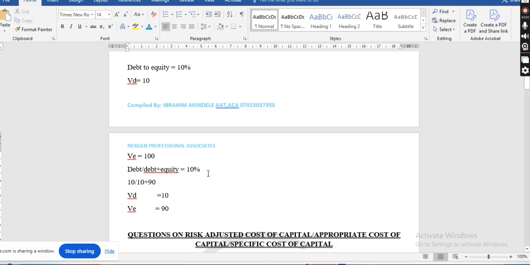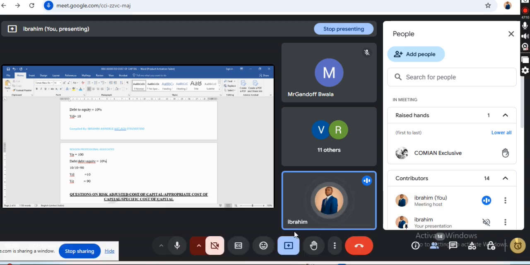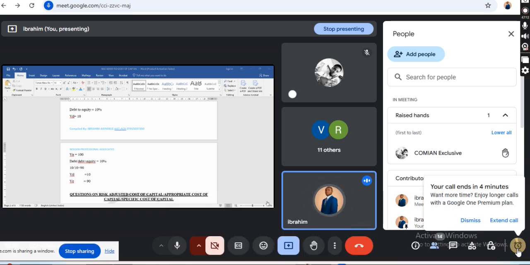Whatever percentage they give you, maybe 0.1 or 0.2, just multiply it by 100 so that you get your percentage. Now, another worst case scenario.